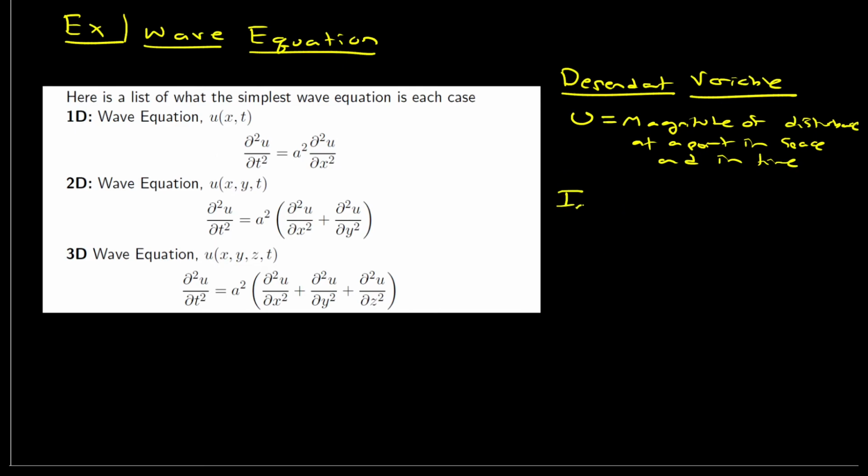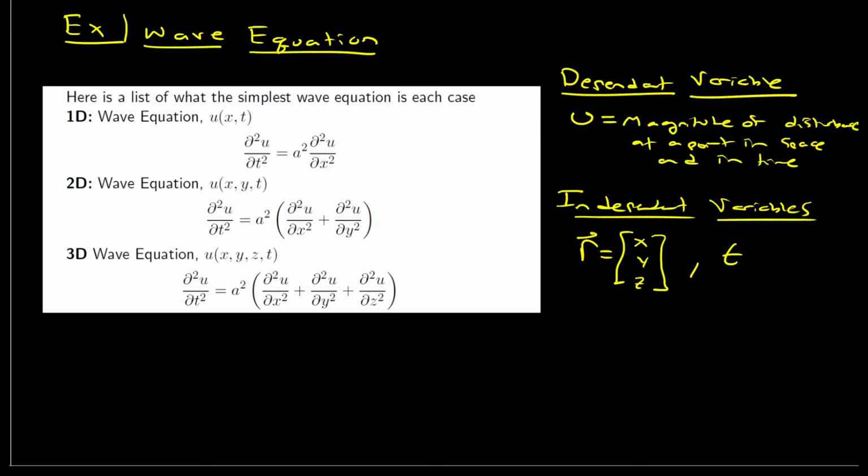The independent variables are the position, which in the general 3D case is a three-dimensional point, as well as time, because the magnitude of the disturbance at every point in space and in time depends on the point in space and the time t. The last value to consider here is this value a, which is a coefficient that is giving you, at any given point in space, the wave velocity, the wave speed. So this is the propagation speed of the wave.